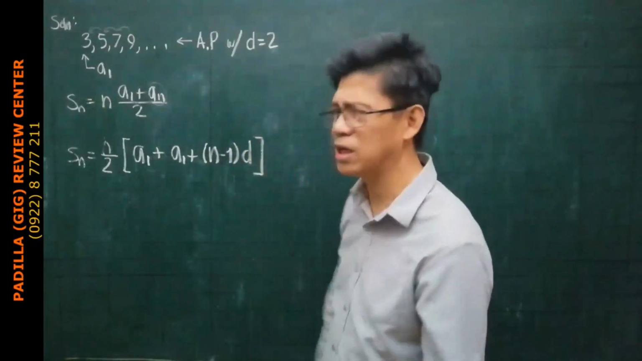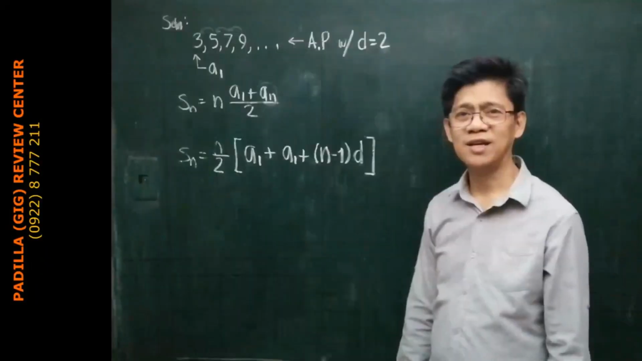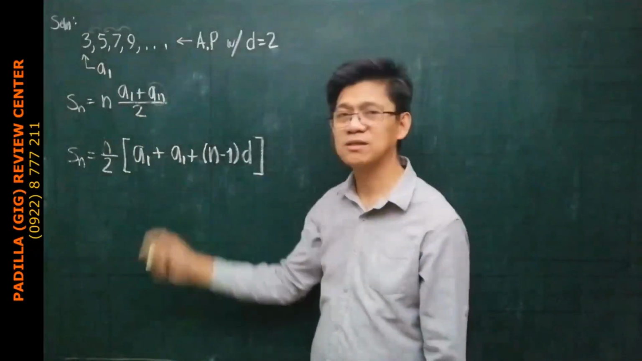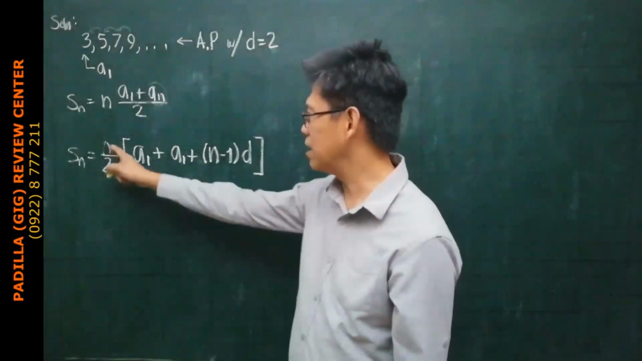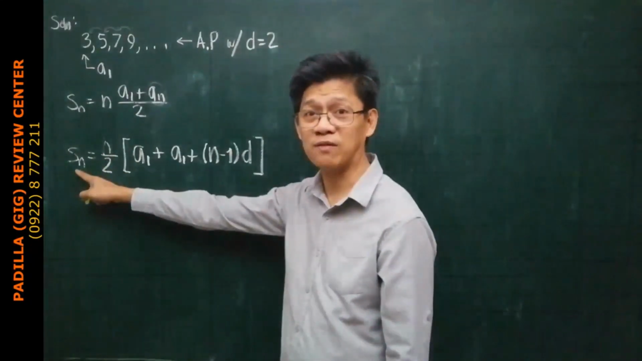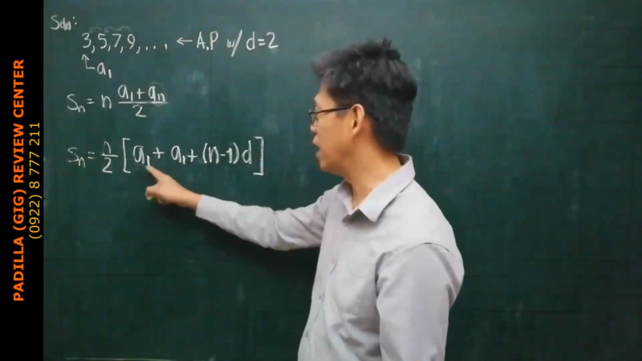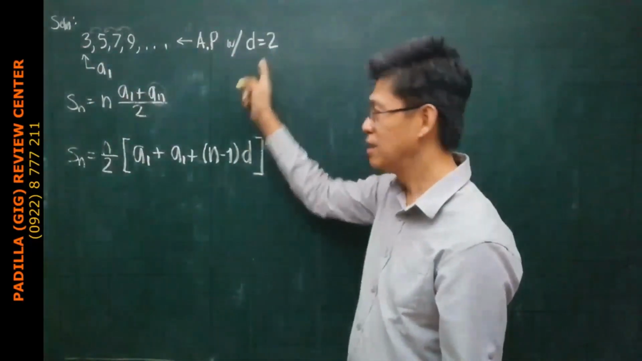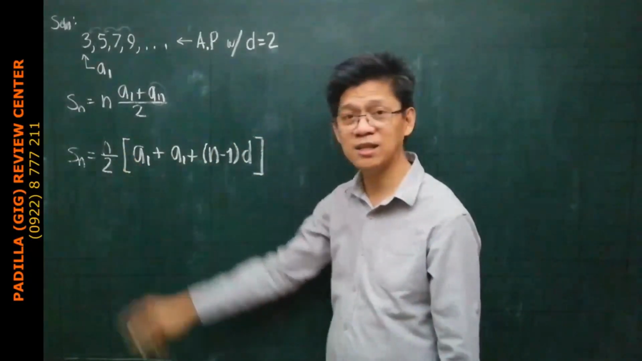You don't need to really memorize the derived formula. Just substitute the formula for An into this. Now, to solve for n here, we need Sn. We have that, 2,600. We have A1, 3. We have D, 2. Can we solve for n?